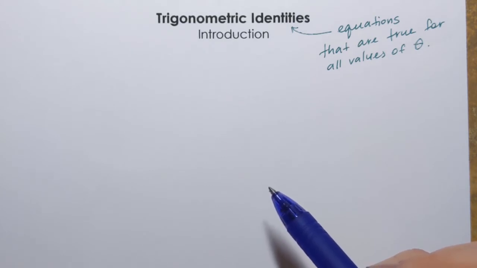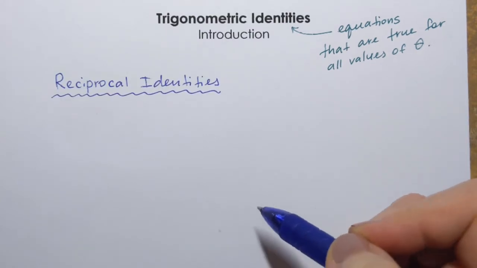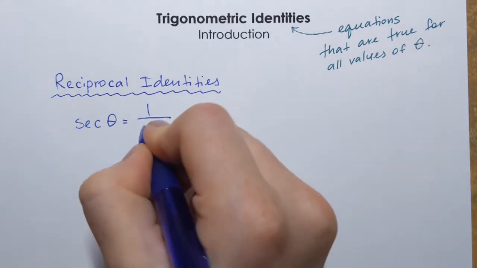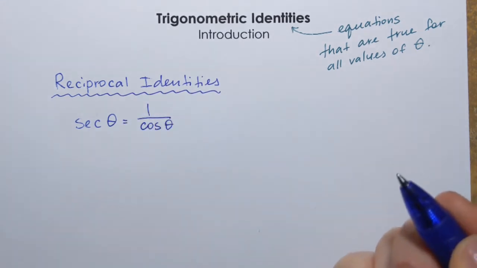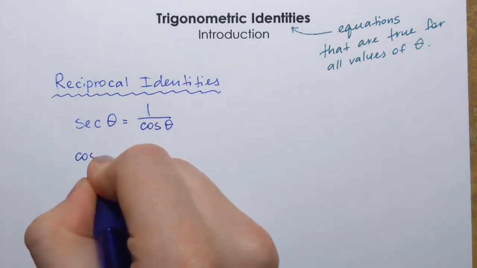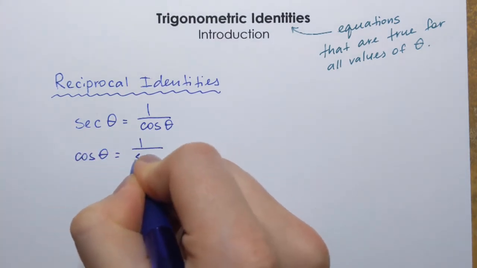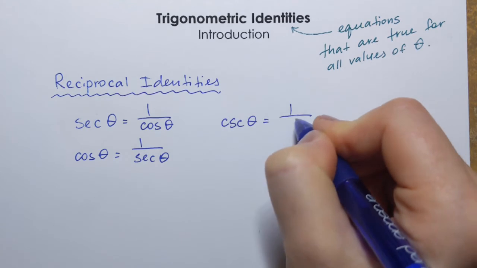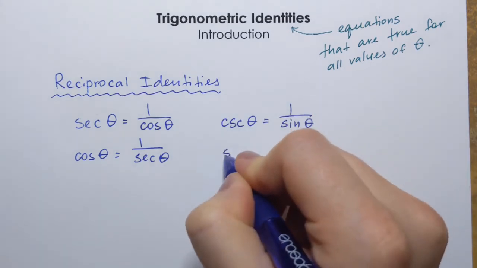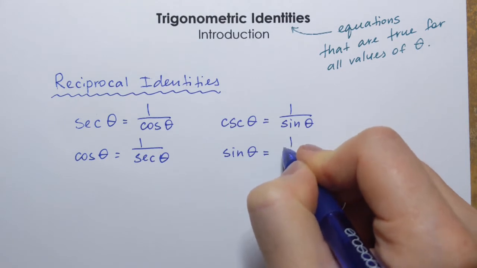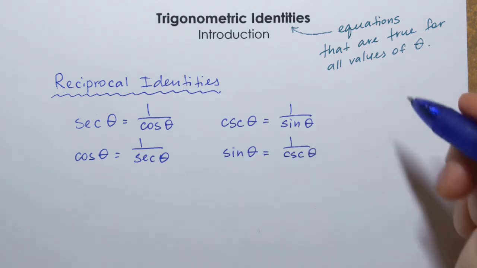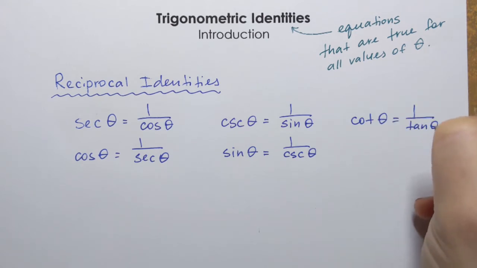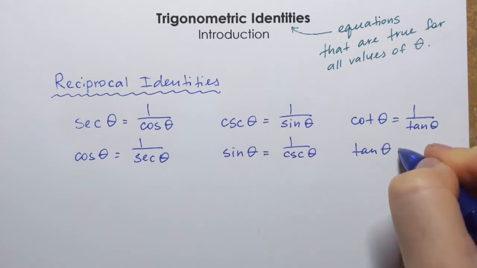I am talking about the reciprocal identities. You know that secant of theta is the reciprocal of cosine function, so it's 1 over cosine of theta. Or we can say that cosine of theta is the reciprocal of secant. We know that cosecant of theta is the reciprocal of sine. And in its place, sine is the reciprocal of cosecant. And the last one is cotangent. Cotangent is the reciprocal of tangent, and vice versa. Tangent is the reciprocal of cotangent.